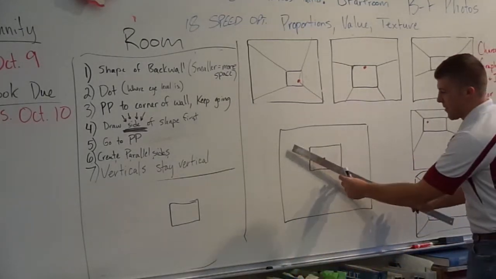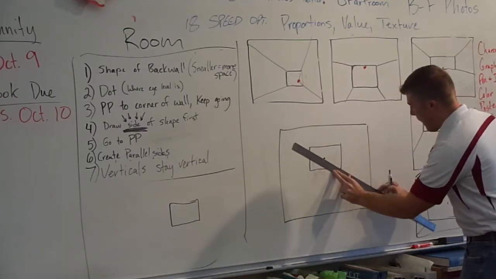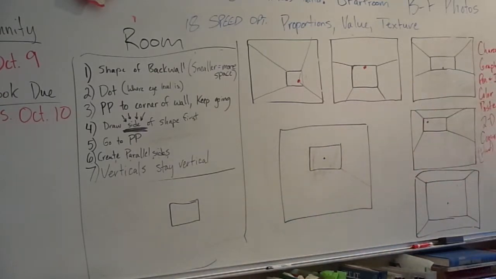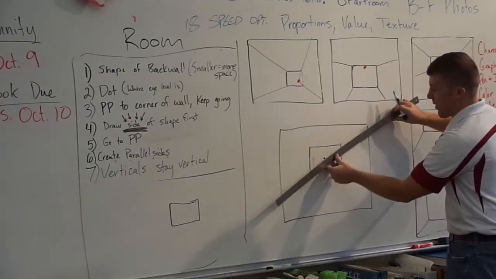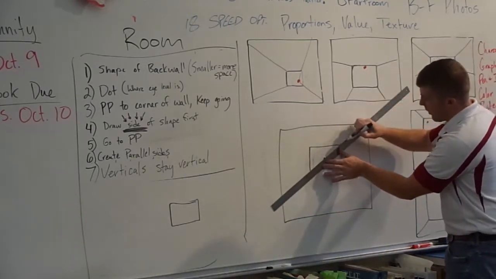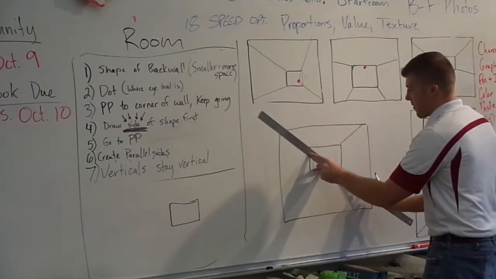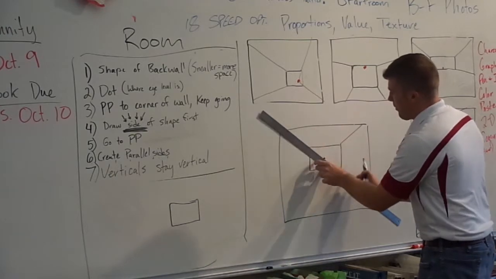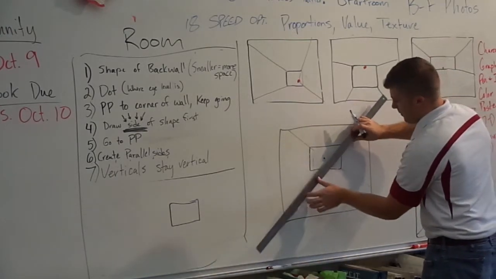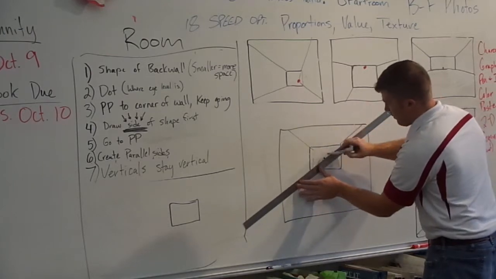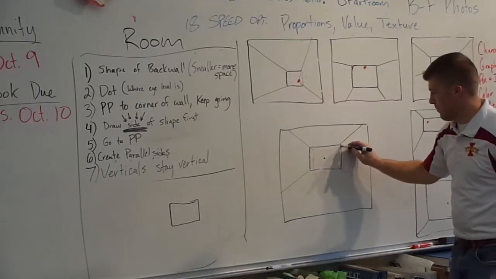For instance, that does not go to the corner of the page. You're going to take the PP, go to the corner of the shape, and keep going. Some of you, it might run into the corner accidentally, that's okay. If it goes there because they connect, that's okay. Go ahead and do that.